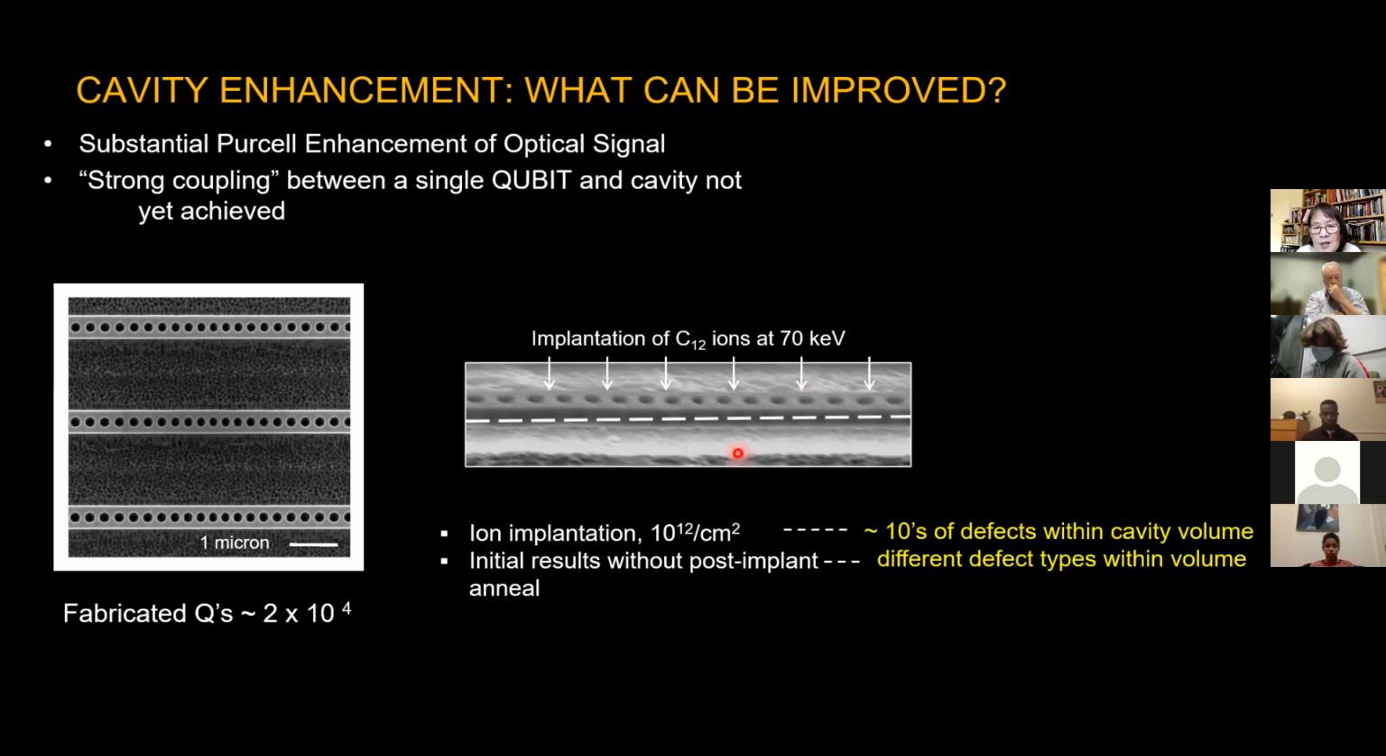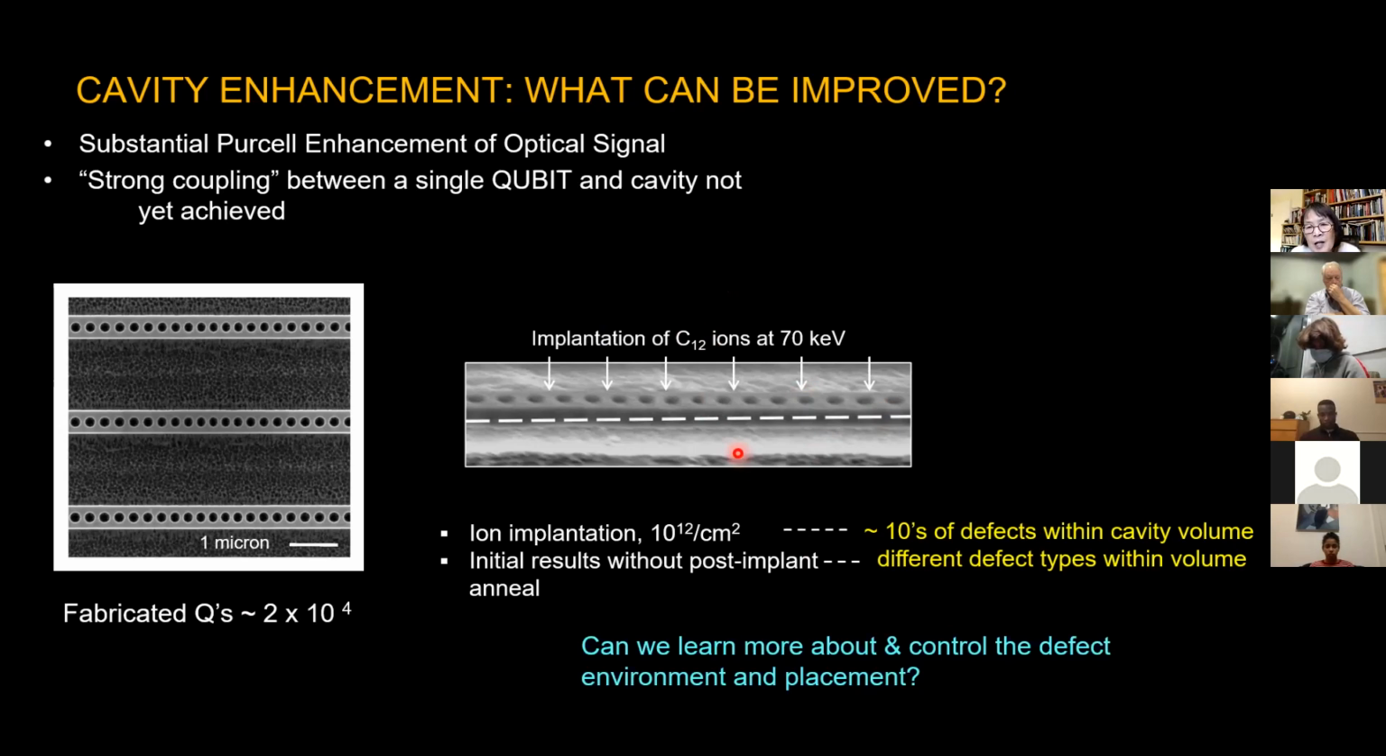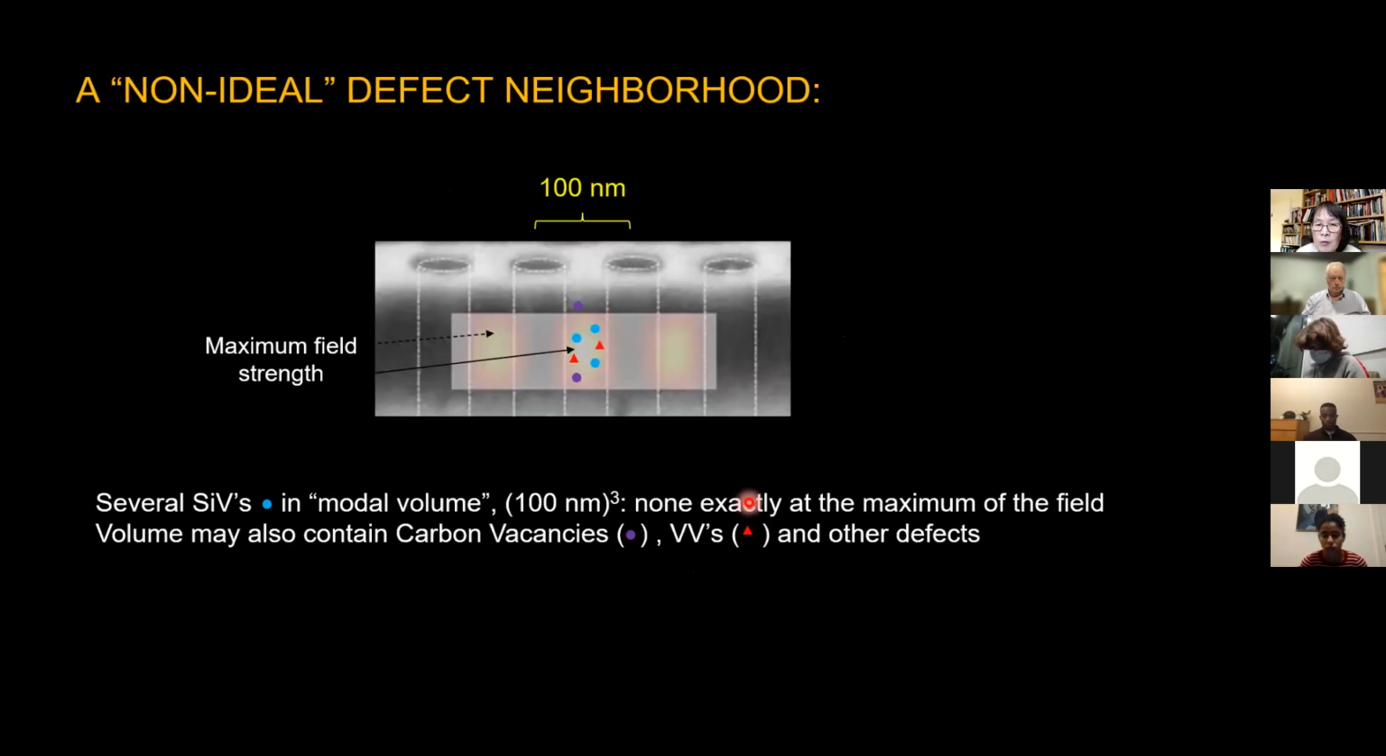There are so many things that we can do better, but in the next and last few slides I want to ask, can we learn more about and control the defect environment and placement? So I showed you the amazing thing. We tuned into resonance with a signature. What more can we learn?